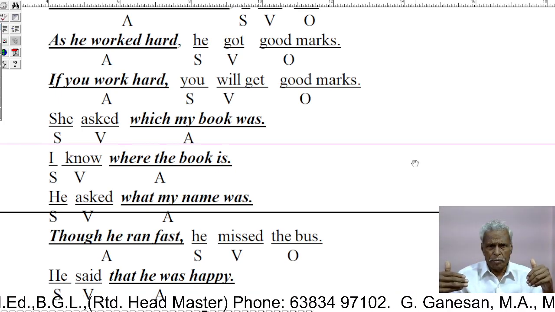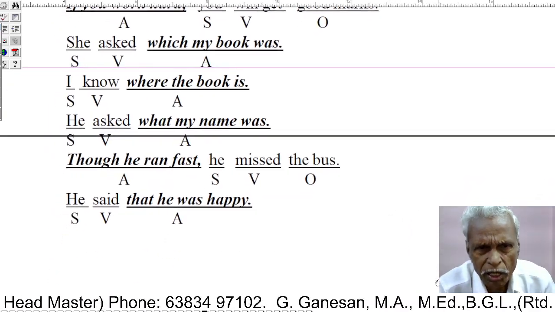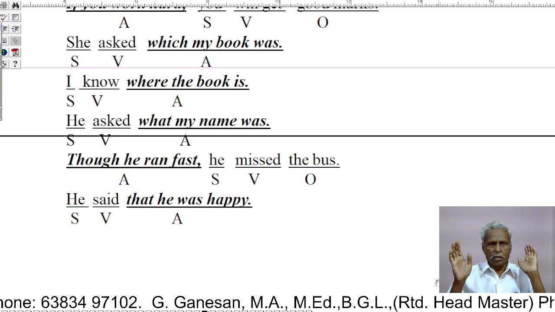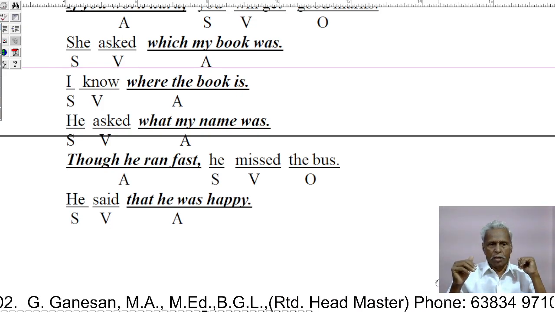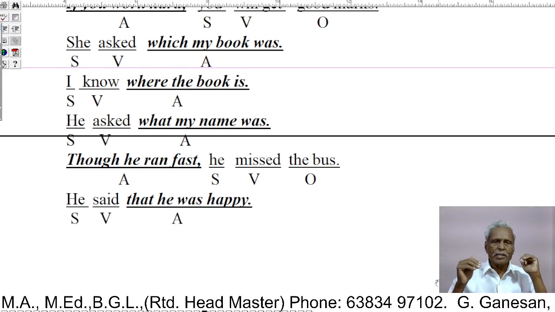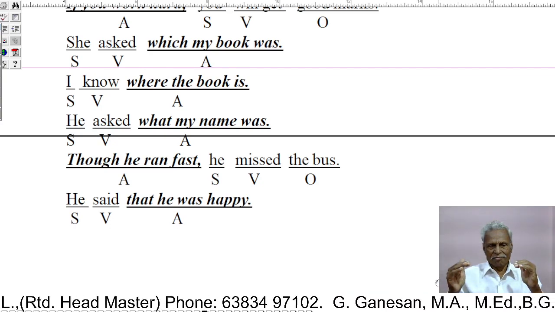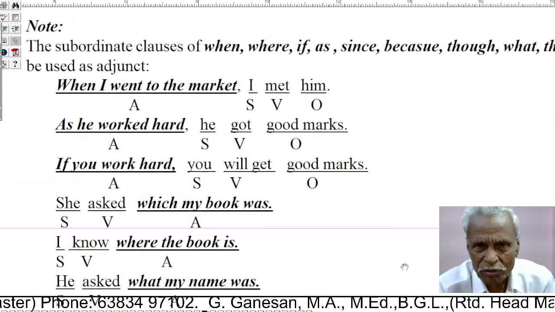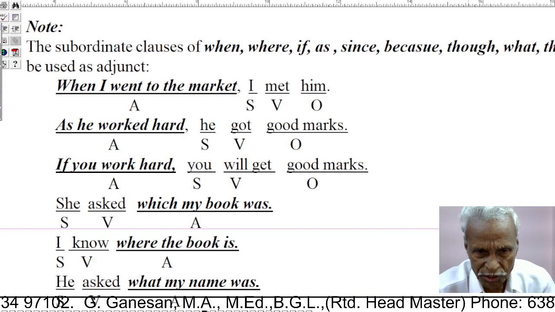He asked what my name was. What my name was is the adjunct. Though he ran fast, he missed the bus. Though he ran fast, the subordinate clause is the adjunct. He said that he was happy. That he was happy is the adjunct. Thus, the subordinate clauses of these conjunctions, where etc., can be used as adjunct.